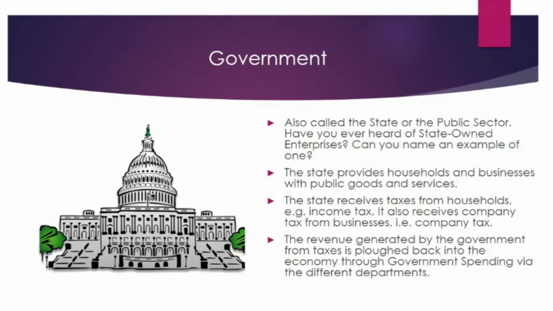And you might be asking yourself, where do they get the money for these things? And the answer is they get it from taxes. Households and businesses have to pay tax every month or every year, depending on their income, and that tax, direct and indirect tax, is then used to provide public goods and services.